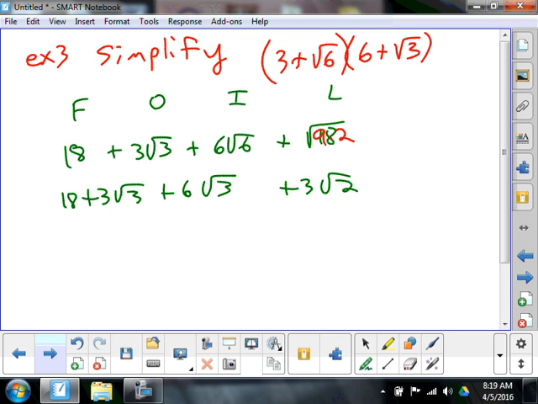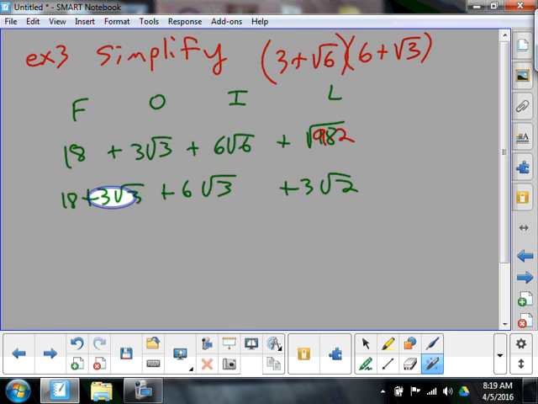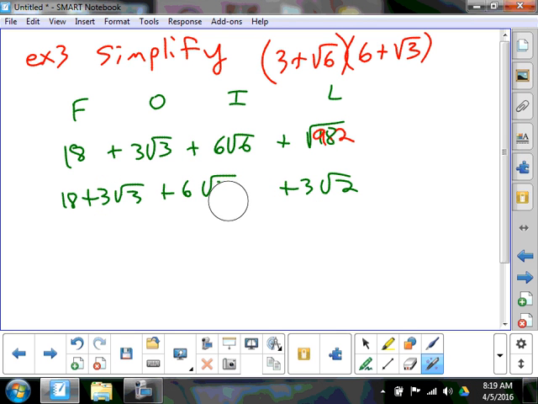Oh, I copied something wrong. If this had been 6 rad 3, you could have combined that with this, but I made an error. That's actually 6 rad 6. So now we're done. It looks like a stinking mess.